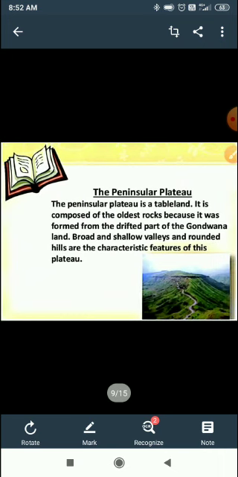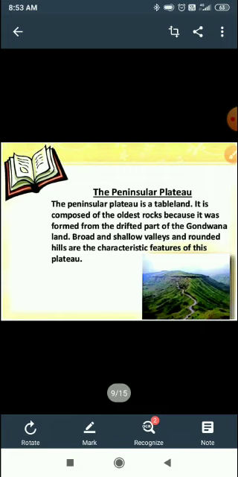The Peninsular Plateau is a tableland. It is composed of the oldest rocks because it was formed from a part of Gondwana land. For information, as you know, Gondwana is part of the supercontinent Pangaea. When Pangaea got divided, the first part, Laurentia, was the northern part of the supercontinent, and Gondwana was the southern part. Our country India is formed of this part, Gondwana land, the southern part.